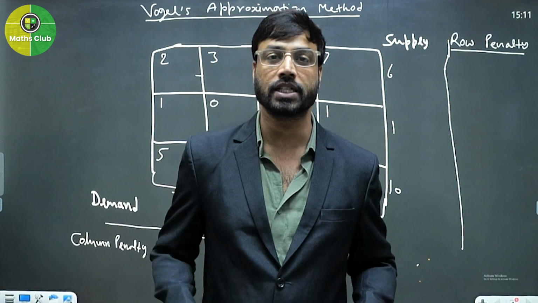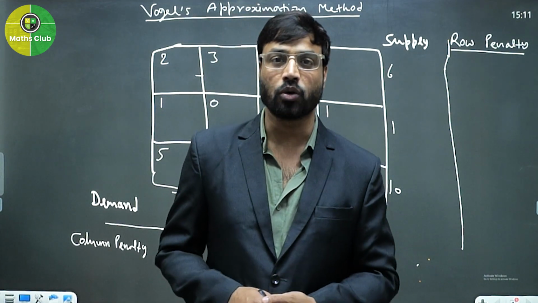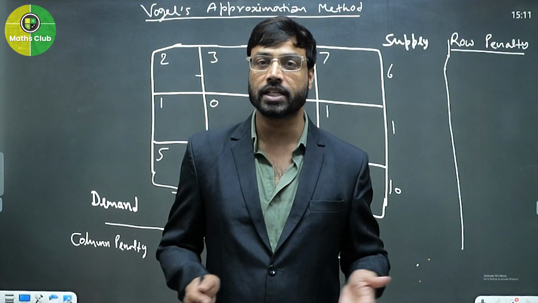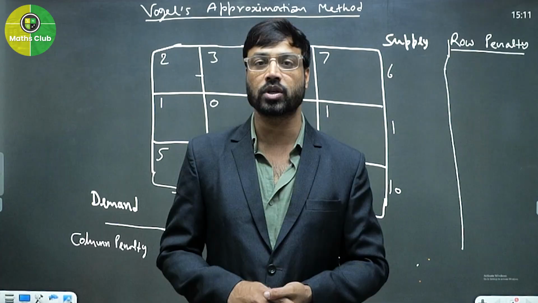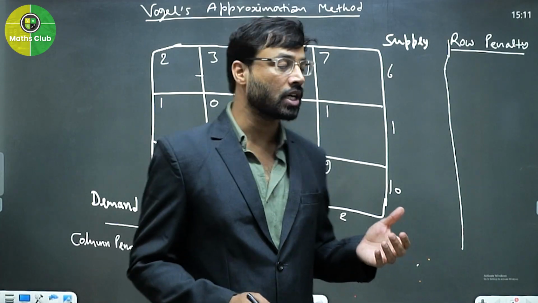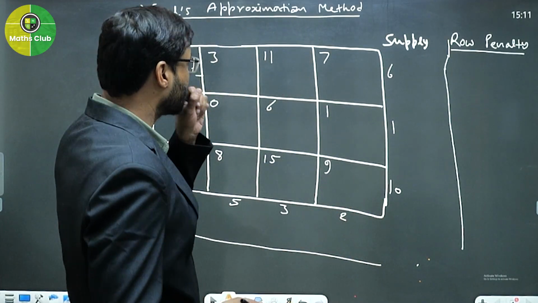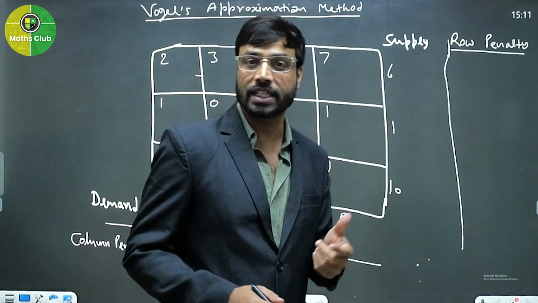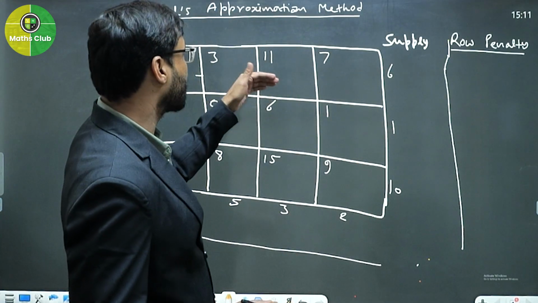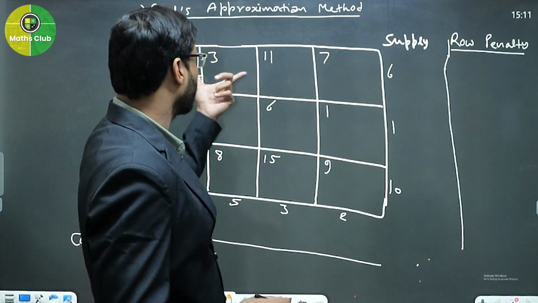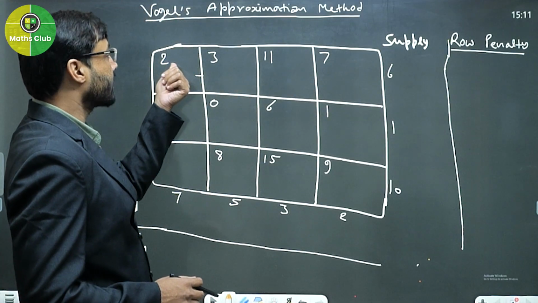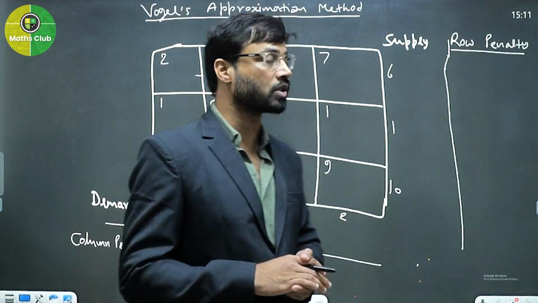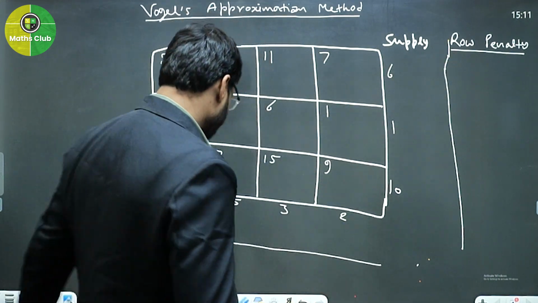Now we have to find the initial feasible solution by Vogel's approximation method. We have already discussed how to find the initial feasible solution by Vogel's approximation method, so we directly proceed. In this method, first find the smallest and second smallest row-wise and take the difference. So in the first row, the smallest is 2 and the second smallest is 3, and take the difference of these two, that means 3 minus 2, that means 1. That is called the row penalty.